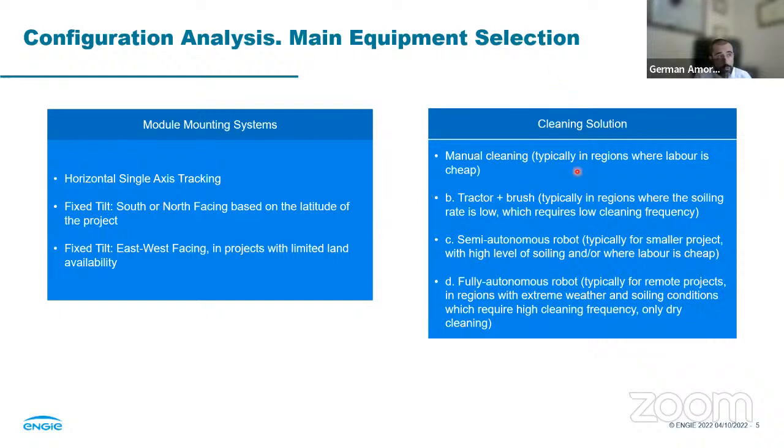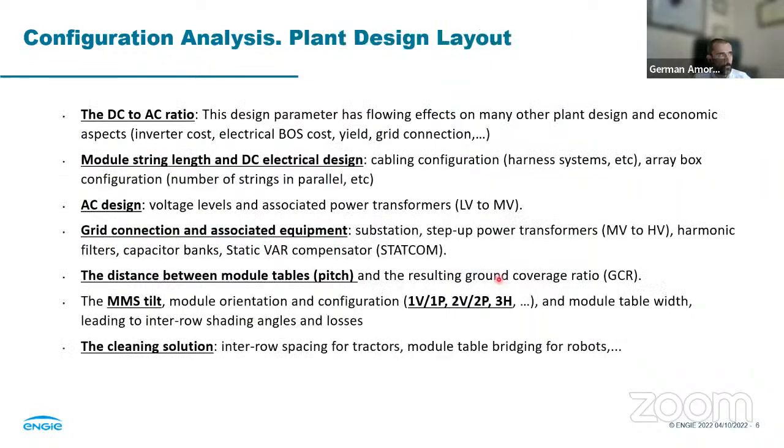And the cleaning solution, also Matias has commented previously that we have the conventional solution, a tractor plus brush, or obviously the robot solution, which can have impact also in the selection of the tracker. We are going to select the robot solution.